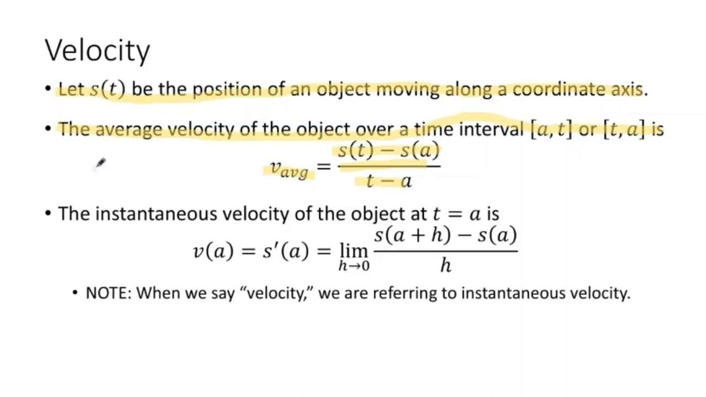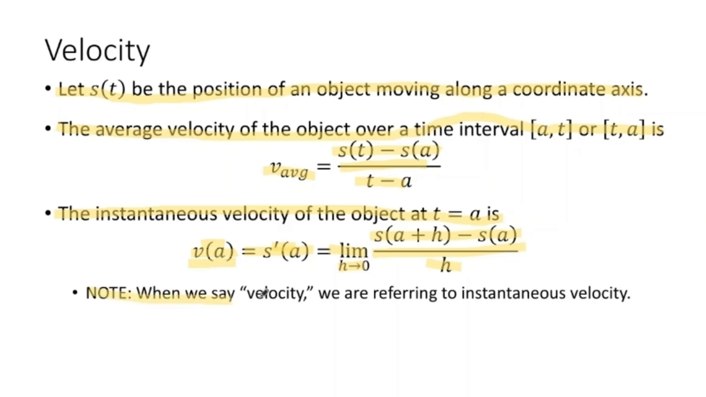Within that motion, for example, if you're driving, your velocity may fluctuate. There might be some places you speed up, maybe some spots you slow down. To figure out the instantaneous velocity of an object at t equals a, that is going to be denoted as v of a, and that's going to equal s prime of a, which is the limit as h approaches 0 of s of a plus h minus s of a all over h. The instantaneous velocity would represent how fast your car is driving just in that frame of t equals a.